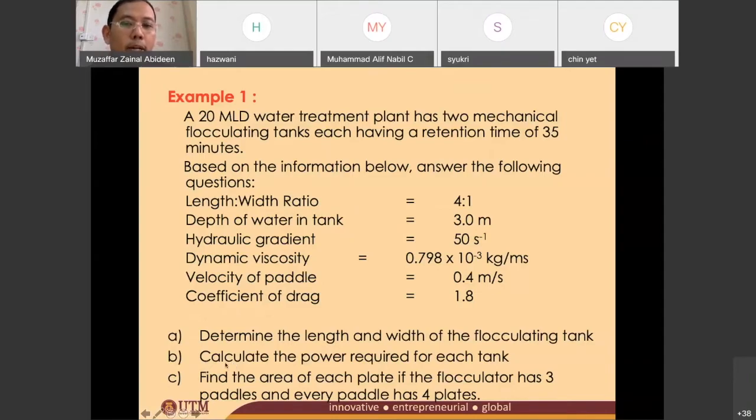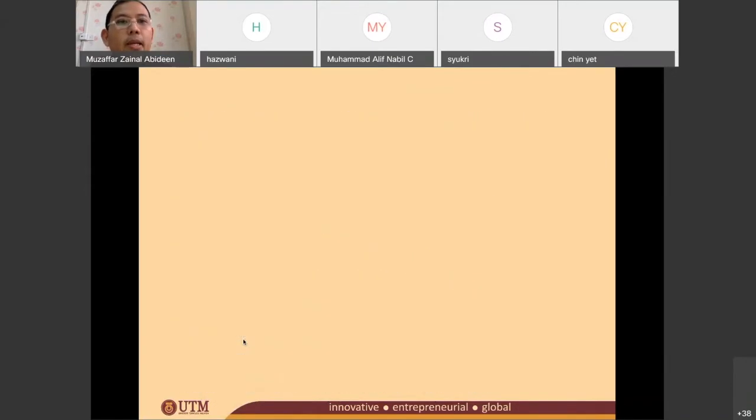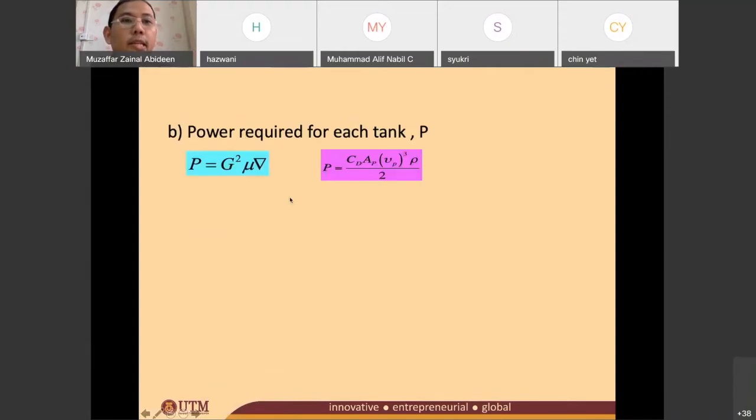We look at question B. Calculate the power required for each tank. You remember power, there are two formulas. Either this formula or that formula can be used. You don't have to memorize them. As I mentioned just now, it will be given in the exam, in the test, so you don't have to worry about that. Now we just have to plug in the numbers. Let's try the first equation.